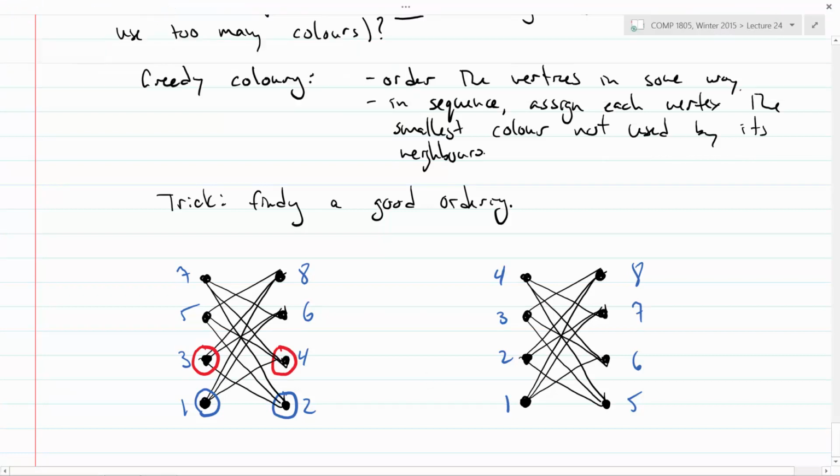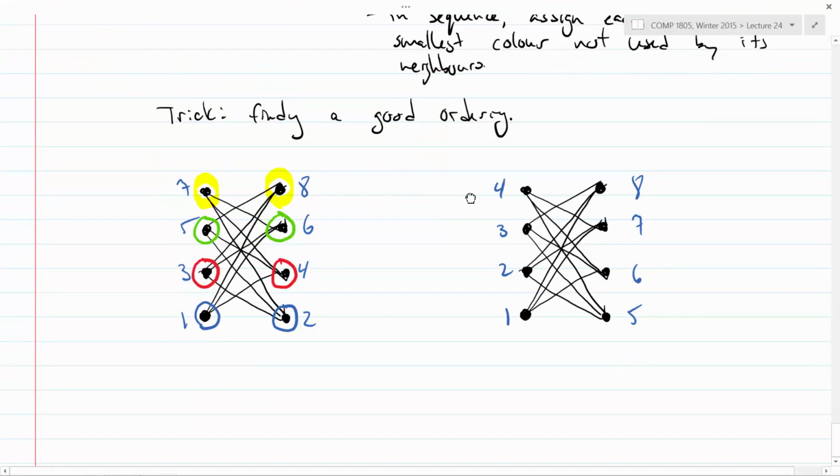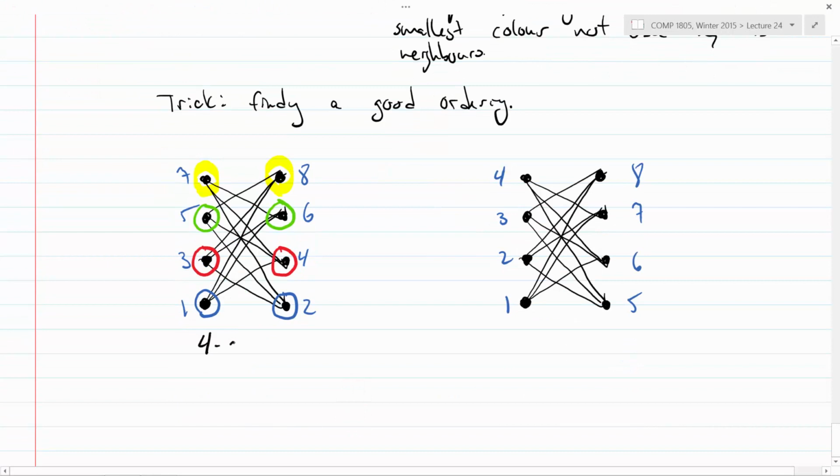I can't give it blue because it's next to 2. I can't give it red because it's next to 4, so I give it green. I go to 6, it gets green for the exact same reason, and then I go up to 7, it gets yellow, and 8 also gets yellow. So this produces a 4 coloring of this graph.